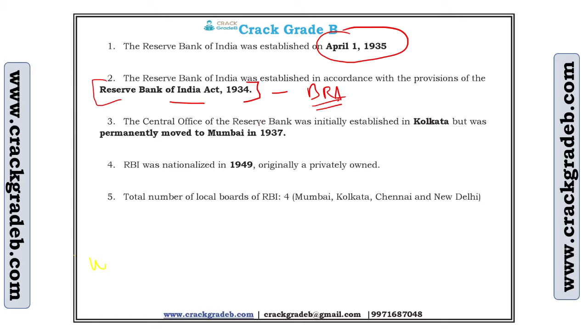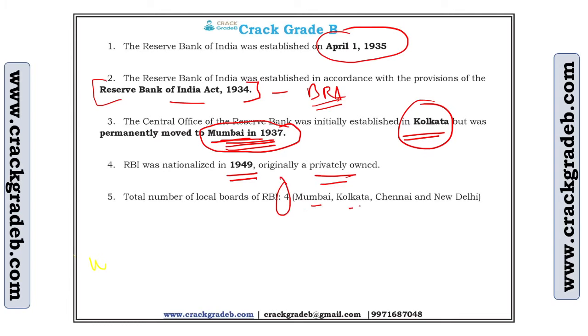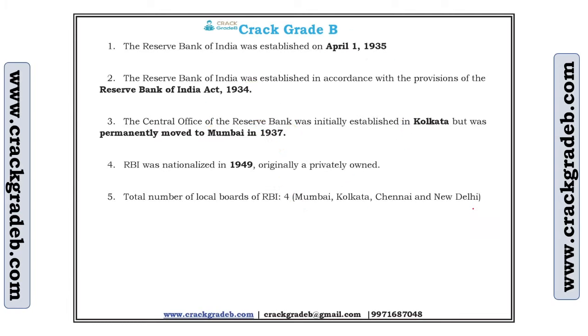Now, the central office of the RBI was initially at Calcutta, which is now Kolkata, but was permanently moved to Mumbai in 1937. Okay, so very important piece of news coming in. RBI was nationalized in 1949. Initially, it was privately held, right? It was privately owned. The total number of local boards in the RBI is 4: Mumbai, Kolkata, Chennai and New Delhi.